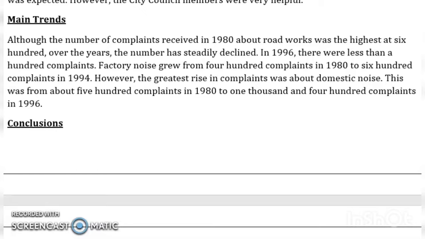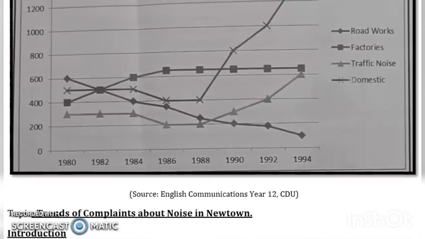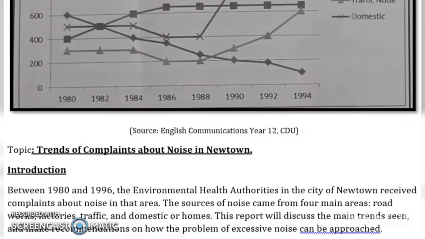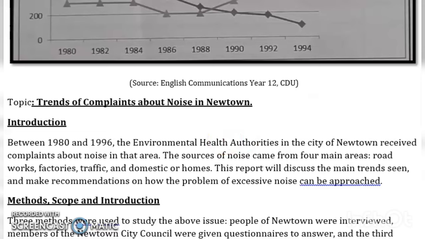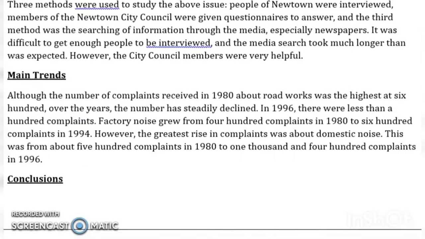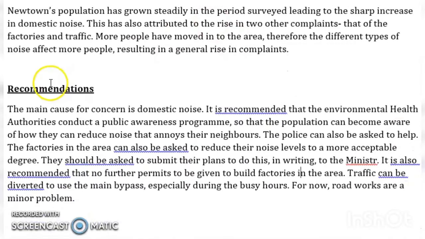And now let's look at a past year paper, and I will tell you how the question is being presented to you. So this is the graph that we were looking at. Let's look at the amount of subtopics. You start with introduction 1, method, scope, and introduction 2, main trends, and then you have your conclusion and recommendation. So let's move on to our past year paper.